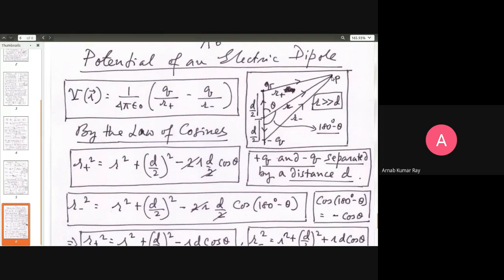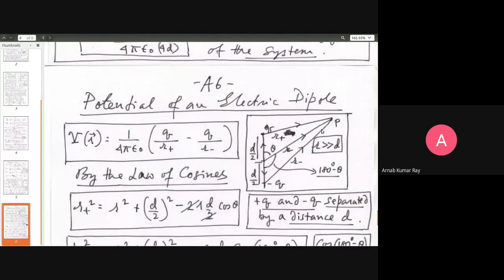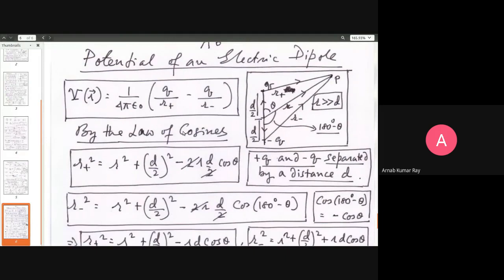Now, at this position P, the potential due to this charge is q divided by 4 pi epsilon naught r plus. From here to here, the displacement vector is r plus. And from here to here, the displacement vector is r minus. And this charge is minus q. So the total potential due to these two real charges, we are no longer talking about an object and an image, as in this case, but the idea can be extended.